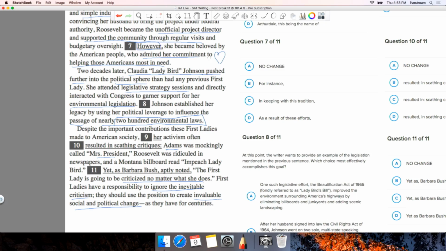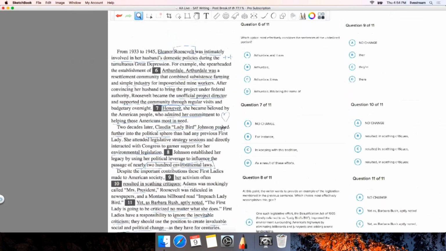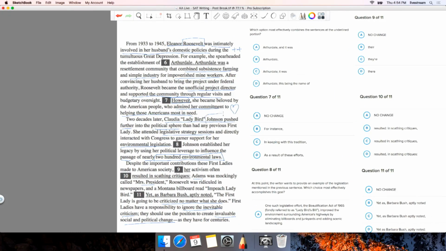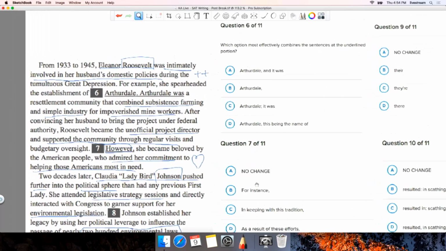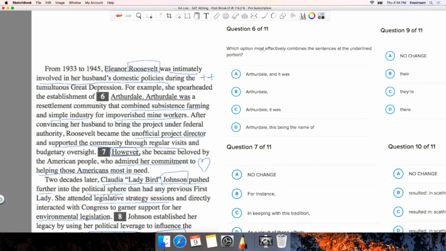Okay, so we've talked about, so far, Miss Roosevelt, Miss Johnson here, and then about the need for First Ladies to make change regardless. So let's take a look now at question number 6. Which option most effectively combines the sentences at the underlined portion? So we're looking at number 6 here. So, for example, she spearheaded the establishment of Arthurdale, period. Arthurdale was a resettlement community that combined subsistence farming.